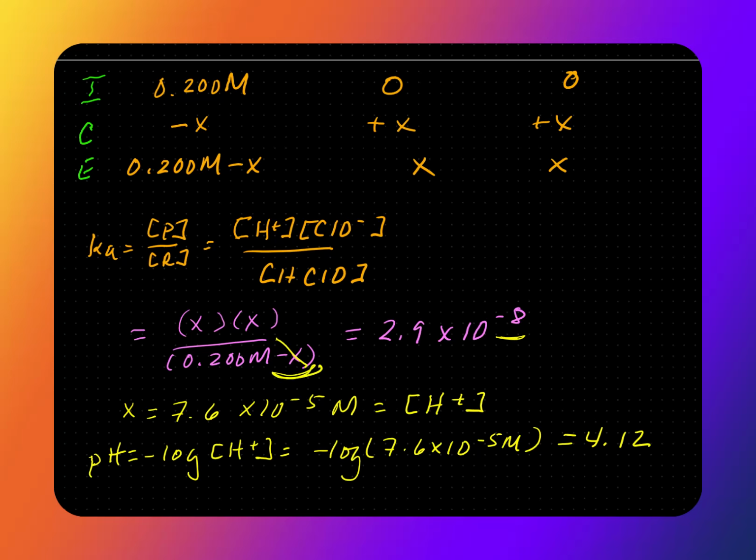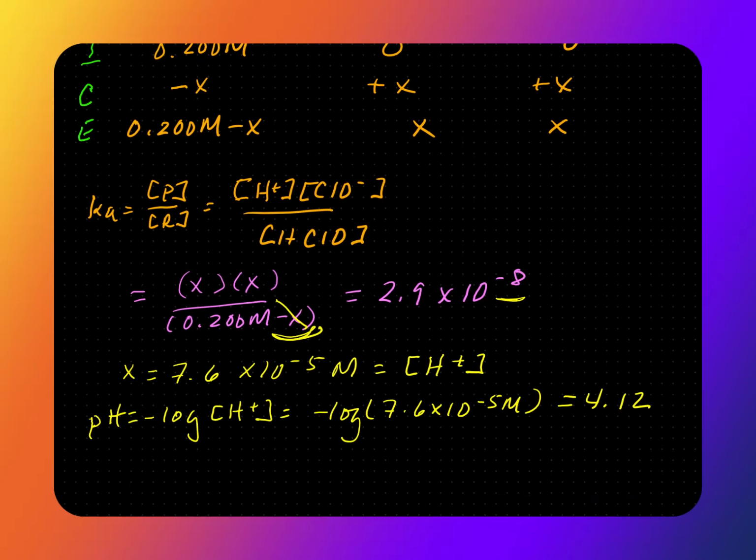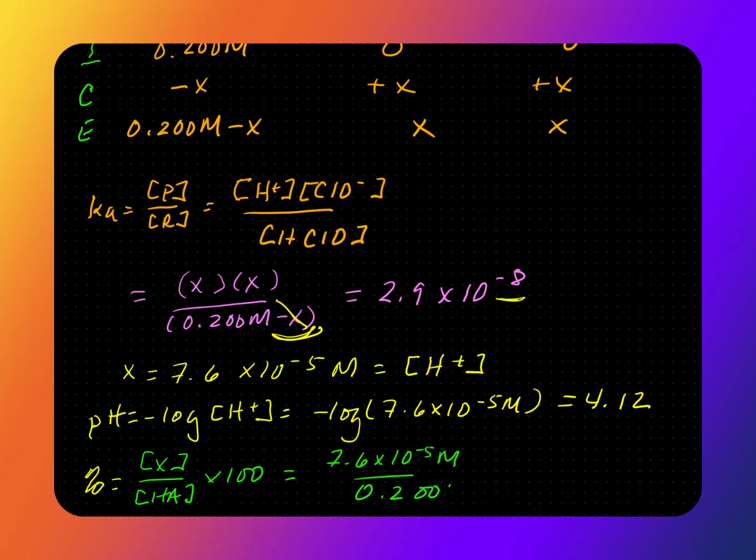If you don't think that we could do the 5% rule, you could always double check using the 5% formula, which is percent is equal to the concentration of X over the acid's concentration times 100. This is going to be 7.6 times 10 to the negative 5th molar divided by 0.200 molar times 100. This is equal to 0.038%, which is less than 5%, so the 5% rule is valid. In this problem, you really didn't have to check because my exponent is to the power of negative 8 for Ka. That means the acid does not really want to dissociate.